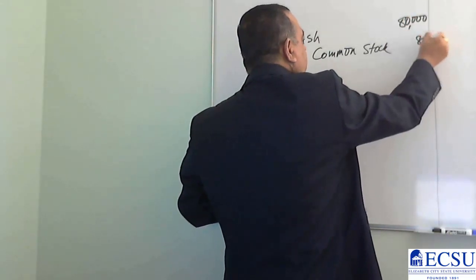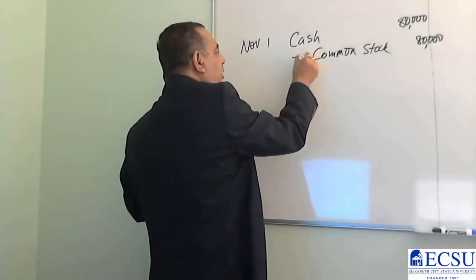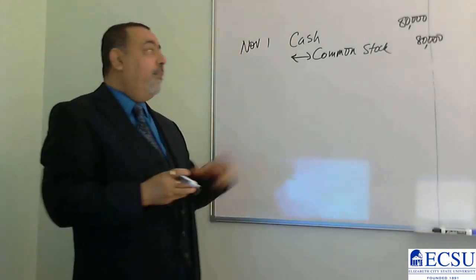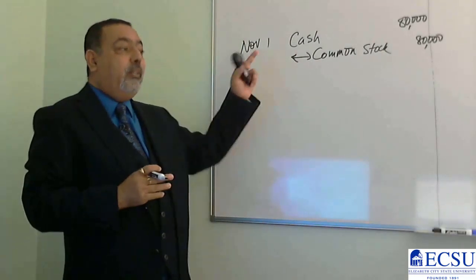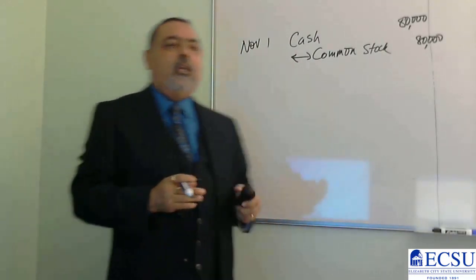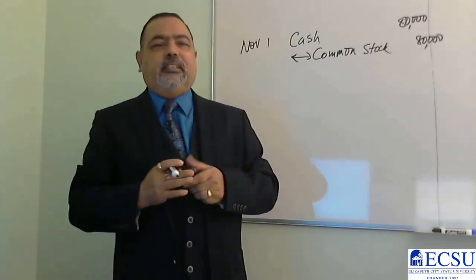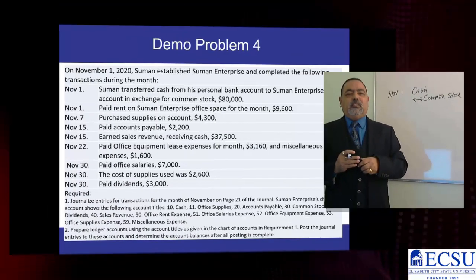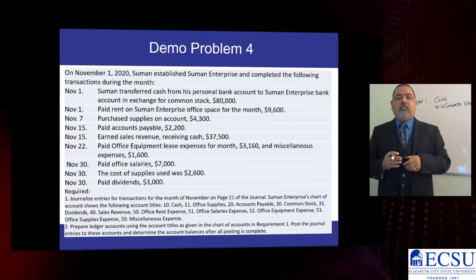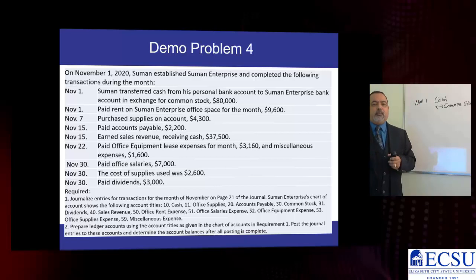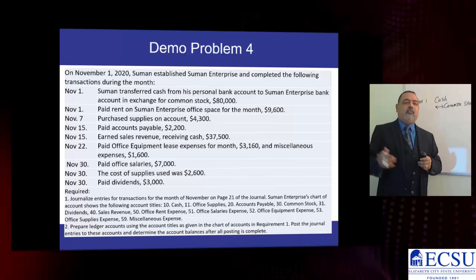and 80,000. Now, remember here I'm giving an indent. That is a practice we follow. We always write the debit account first, and write the credit account second with an indent. So that is the first transaction. Second is paid rent on Suman Enterprise office space for the month, 9,600. So that would be rent expense to cash. Purchase supplies on account, 4,300. Paid accounts payable, 2,200, and things like that.